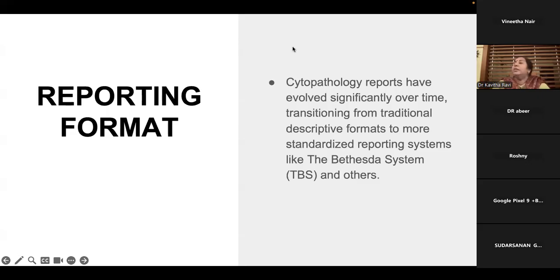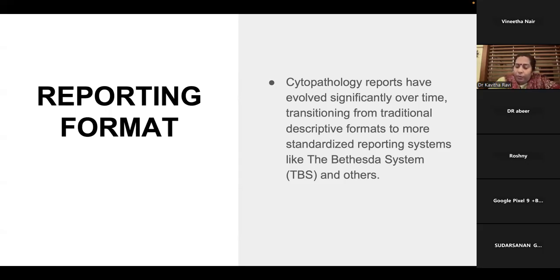Anyway, about the reporting format, as I said in the beginning, previously we used to give descriptive reports. Or when it was an overt malignancy, we used to give it as malignant cells positive. But for others, there was no uniformity in the report. There was always a subjective error, and always inter-observer variability, because each cytopathologist may be using their own language to express what they saw under the microscope.